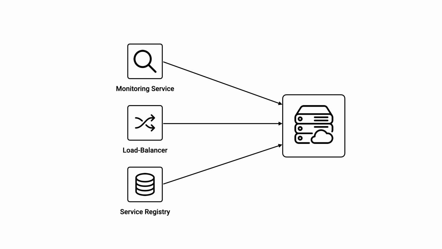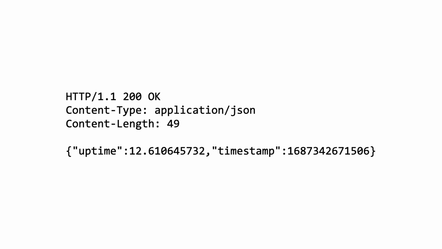This endpoint usually responds with an HTTP 200 OK and includes at least the uptime of the process, which is the number of seconds since the process started, and the timestamp of the response, which is the date and time expressed in seconds of when the response was sent.